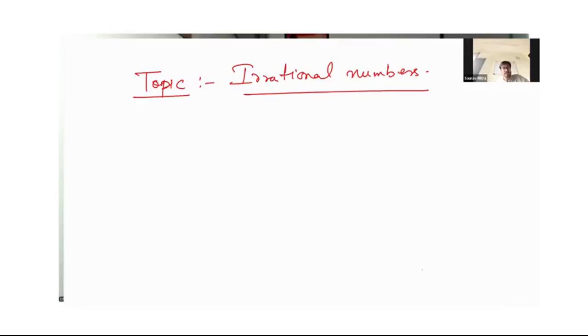Today's topic for the session is irrational numbers. So we will discuss their definition and we will do some questions related to the irrational numbers concept. Okay, so let's start the session.